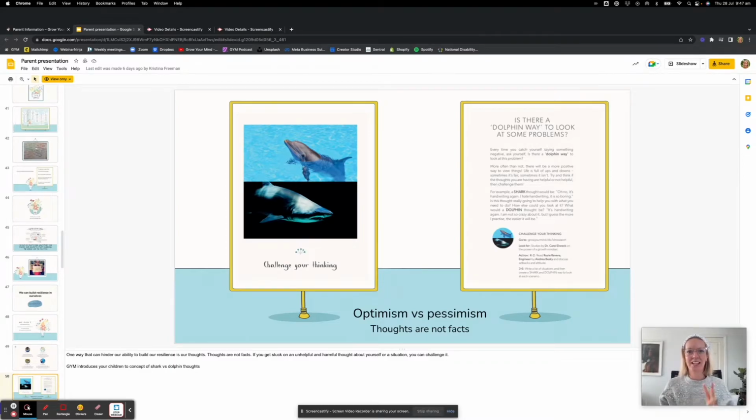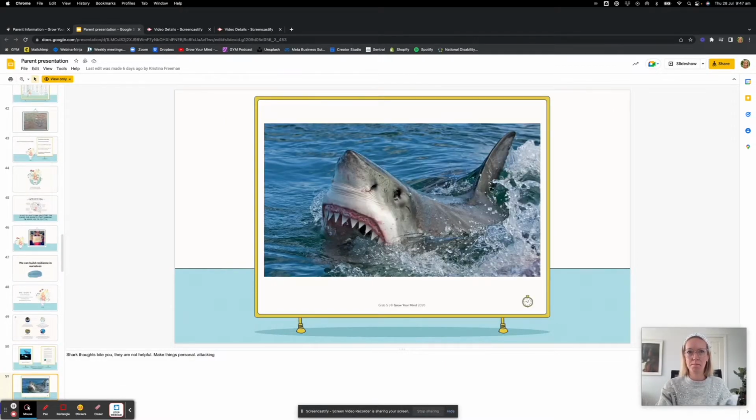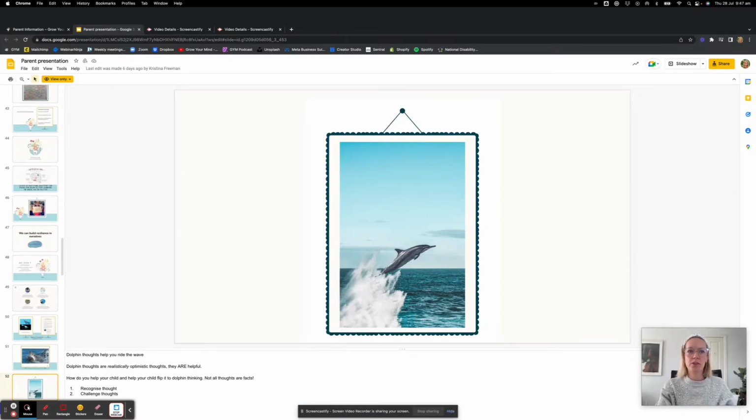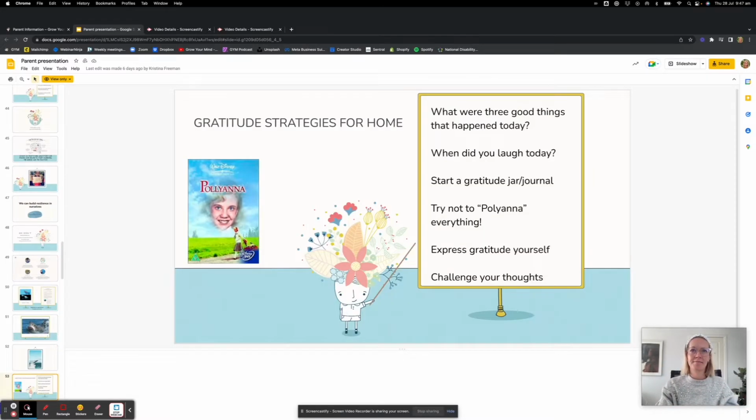And we have a lovely analogy, a shark and dolphin analogy, that we teach the children about. Shark thoughts, they bite you. Dolphin thoughts are those realistically optimistic thoughts that are really helpful. And we can flip our thought patterns. One easy way to do that is by adding yet to it, or changing our mindset from I have to do something to I get to do this. And here are some gratitude strategies for home.